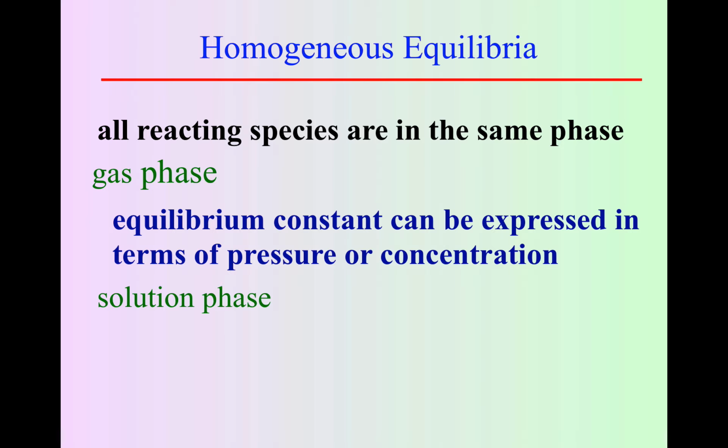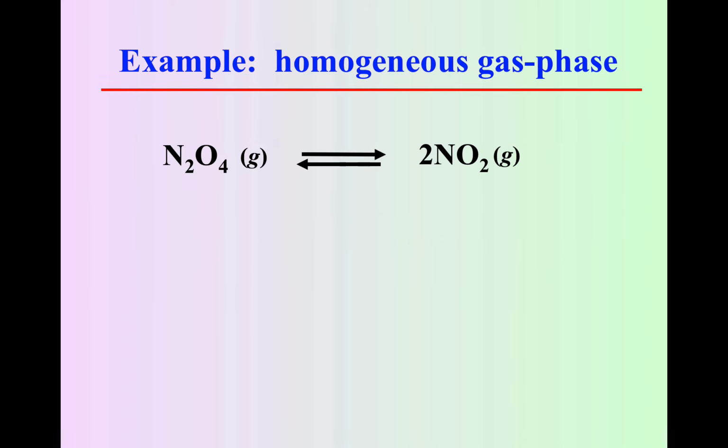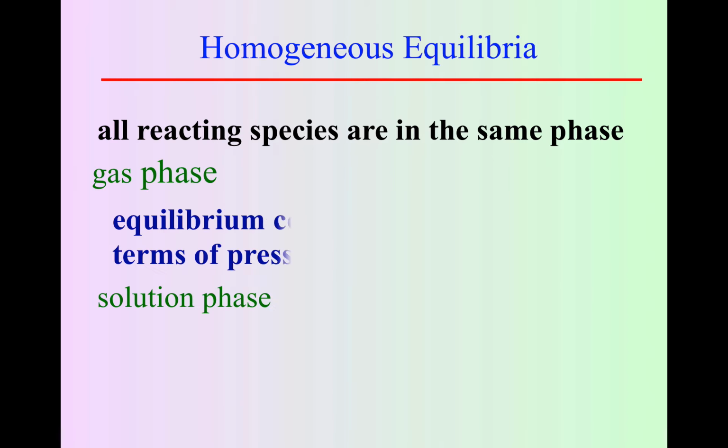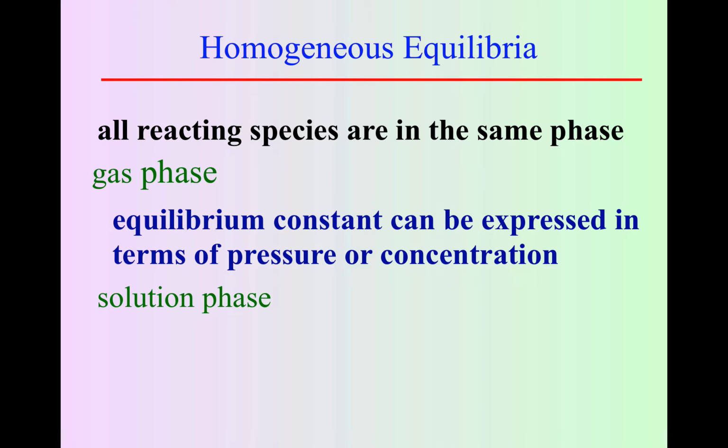So when you're in the gas phase, it can be expressed as a Kp expression, meaning the pressures of the products over the pressures of the reactants raised to their stoichiometric coefficients, or the concentrations of the products raised to their stoichiometric coefficients divided by the reactants raised to their stoichiometric coefficients. When you're in the solution phase, it's strictly moles per liter. I mean, that's the concentration unit we're using.